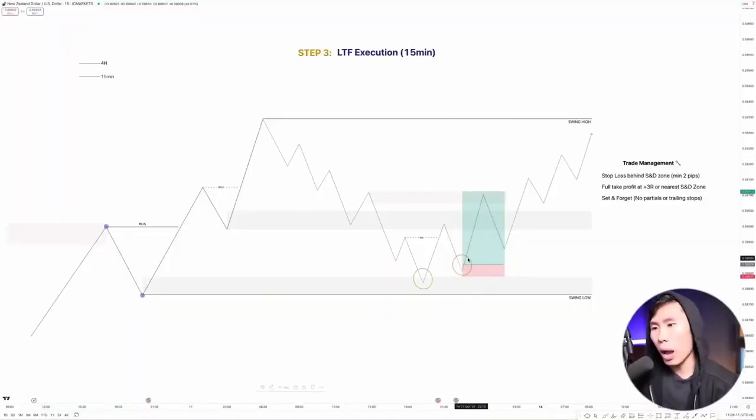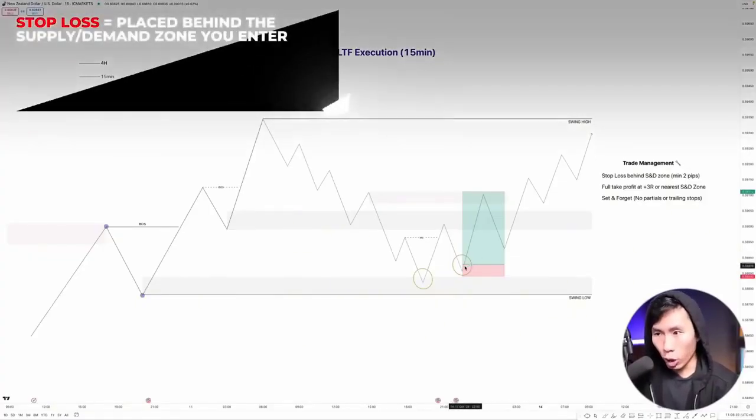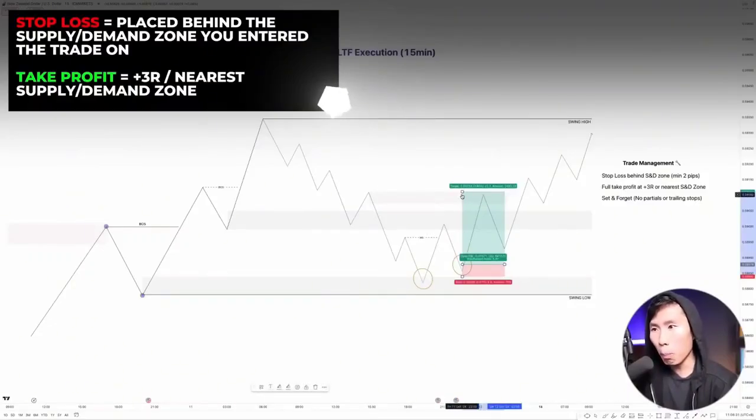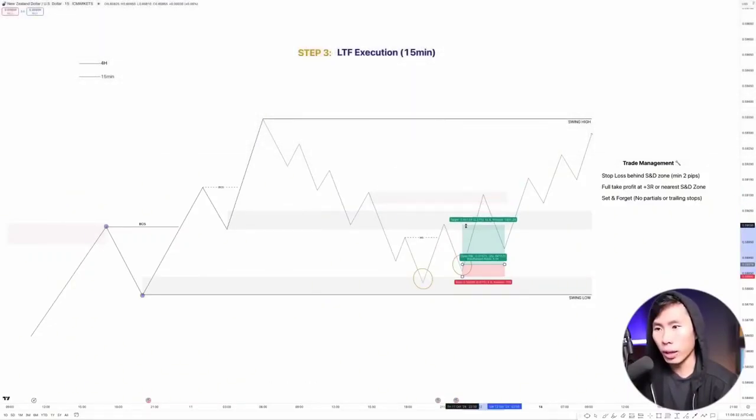So what's next after you enter for the trade? After you enter for the trade, this is when you want to manage your trade. And I'm going to show you the exact step-by-step process on how we actually manage our trade. First of all, you'll be placing your stop loss behind the supply and demand zone that you actually entered the trade on. And then for a take profit, I will advise you to either take profit at plus 3R, which means the minute price reaches 1:3, like this, 1:3, you get out of the trade. Or you can take profit at the nearest opposing supply and demand zone.